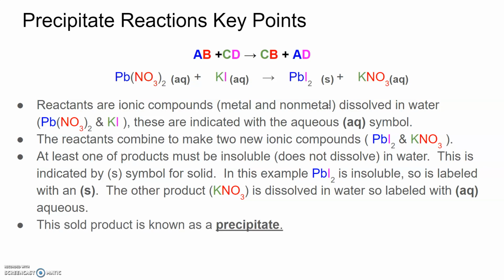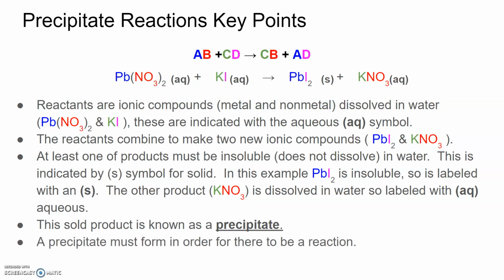Now that solid product, the lead iodide, that's what's known as our precipitate. So a precipitate is the solid that is formed in a double displacement reaction. Now, in order for there to be a reaction, a precipitate must form. So that means at least one of your products must be a solid.